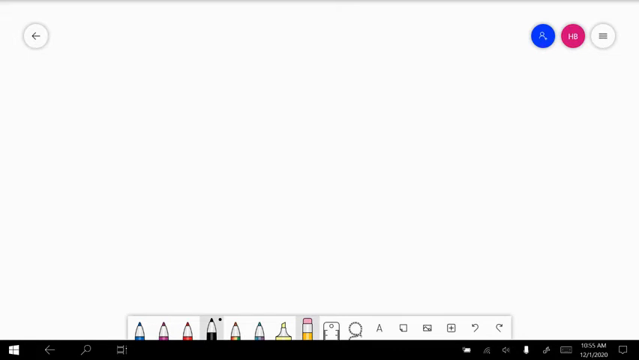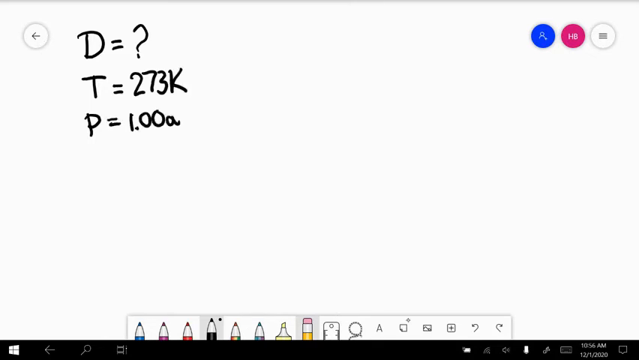What is the density of an unknown gas at STP if its molar mass is 47.6 grams per mole? So density this time is what we are solving for. It's at STP, so the letters STP stand for standard temperature and pressure. That gives us the temperature and the pressure. Standard temperature is 273 K. Standard pressure is 1 atmosphere.